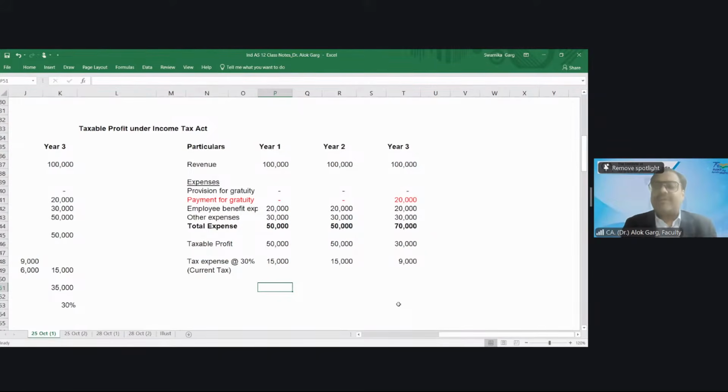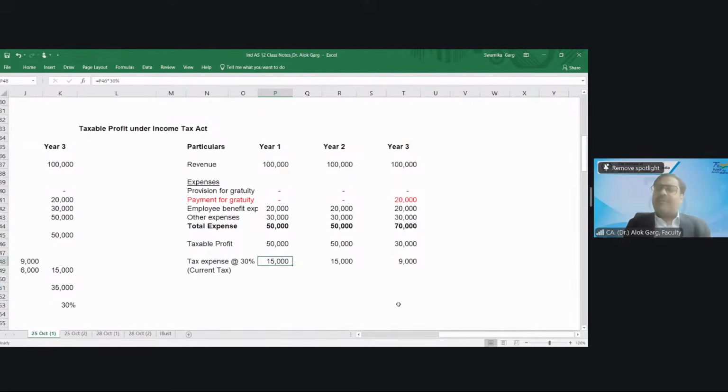What is the definition of asset? Asset is a resource controlled by an entity which gives you future economic benefits. What is a liability? Liability is an obligation to pay in future, right? So if you will get some benefit in future, why will you get it? Because you have done some investment, you have created some asset. That is why you will get the benefit in future, right? So it means it will create a deferred tax asset.